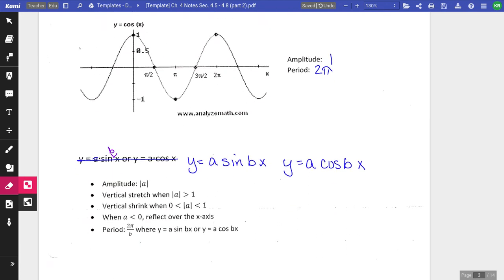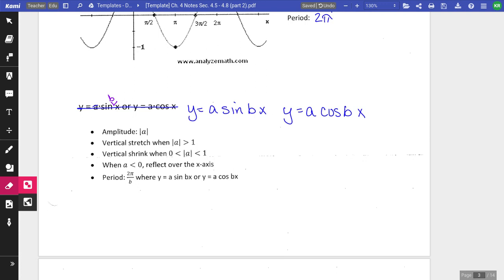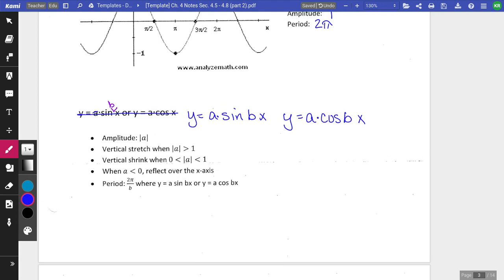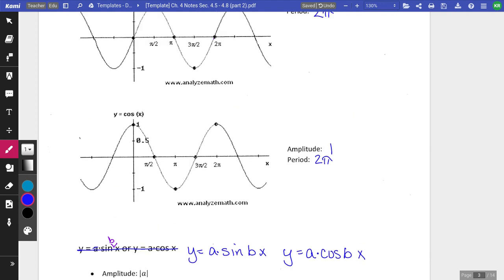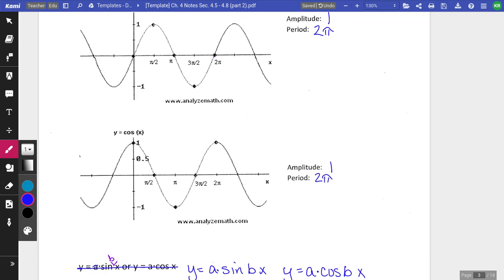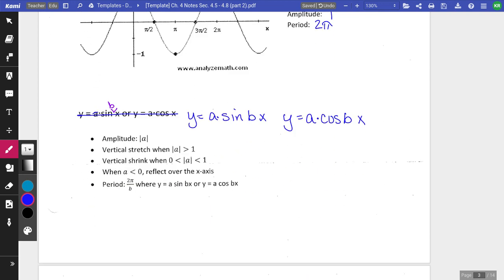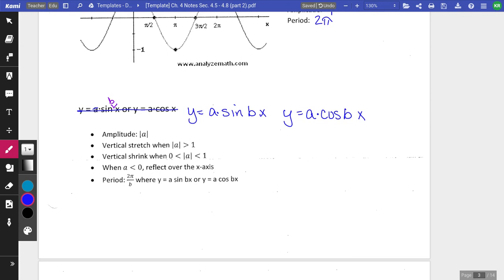All right. Now, looking at the equations, here I made a mistake. I forgot to put in the b. So if you want to rewrite those, y equals a times sine of bx, and y equals a times cosine of bx. The absolute value of a is the amplitude. That amplitude was kind of like how tall it is. It goes up to +1, down to -1, amplitude of 1. So the value of your a can change how tall your graph is.